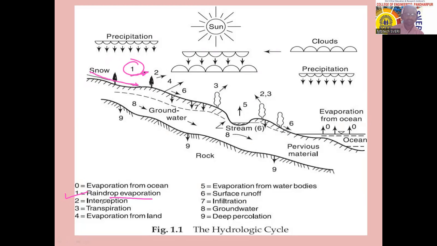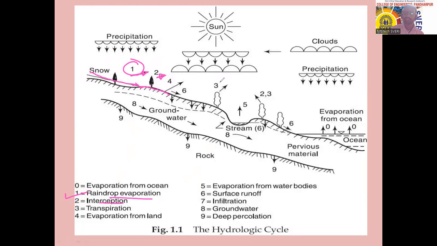Then the second one is interception. See, what is intercepted? When water reaches the earth surface, some amount of water is absorbed by the soil and plants and everything. After some time, the environmental water is also absorbed by evaporation. That is called interception.